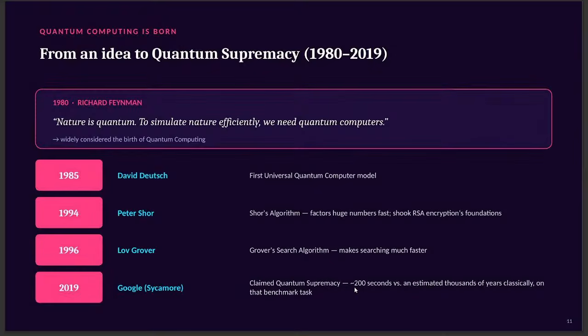If you see here, they performed one task and gave the same task to classical computers, meaning the super fast computers in the market right now. Google's Sycamore quantum processor did that particular task in just 200 seconds. Just believe it, only 200 seconds, and it is estimated to take thousands of years classically. A supercomputer, the most powerful computer in the market right now, may take thousands of years. That is how fast a quantum computer is. That is why we need to learn quantum.